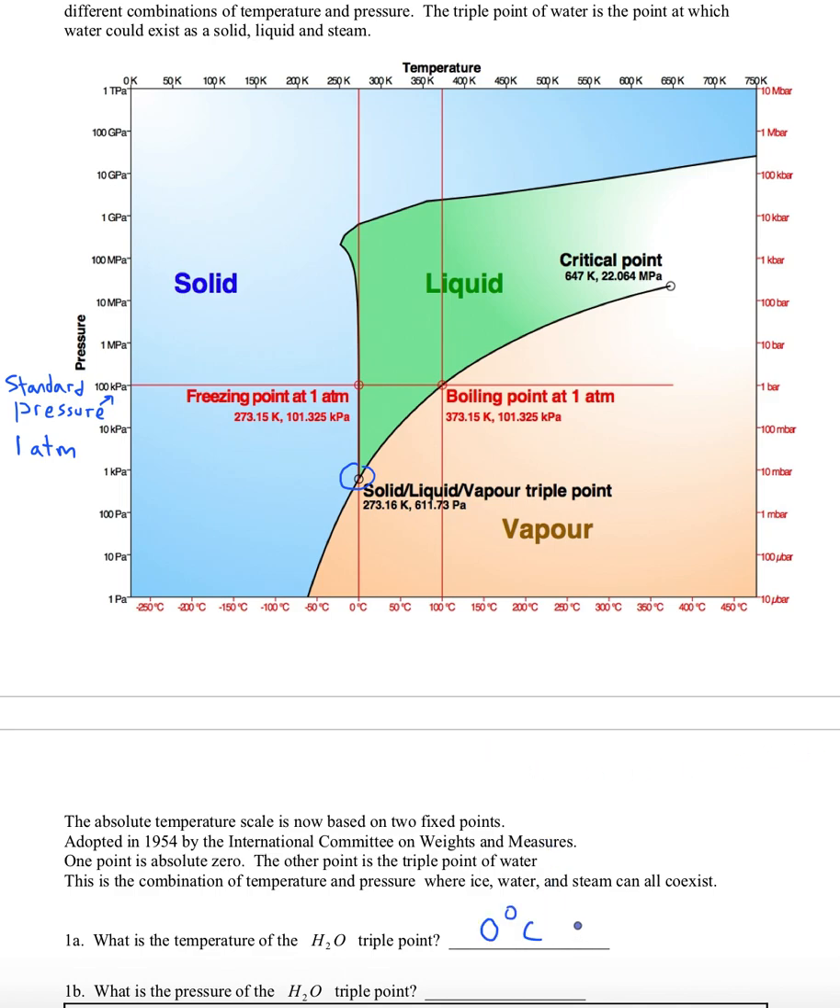It is 0 degrees Celsius, which is approximately 273.16 Kelvin. And what is the pressure at the triple point? 611.73 pascals. Pascals being a unit of pressure.